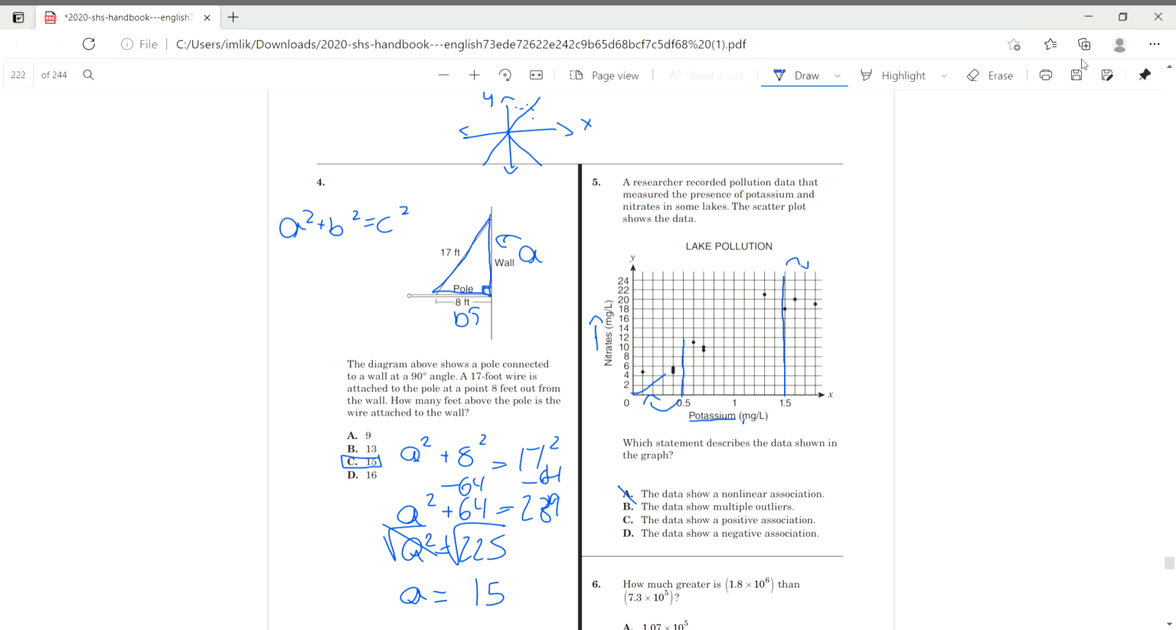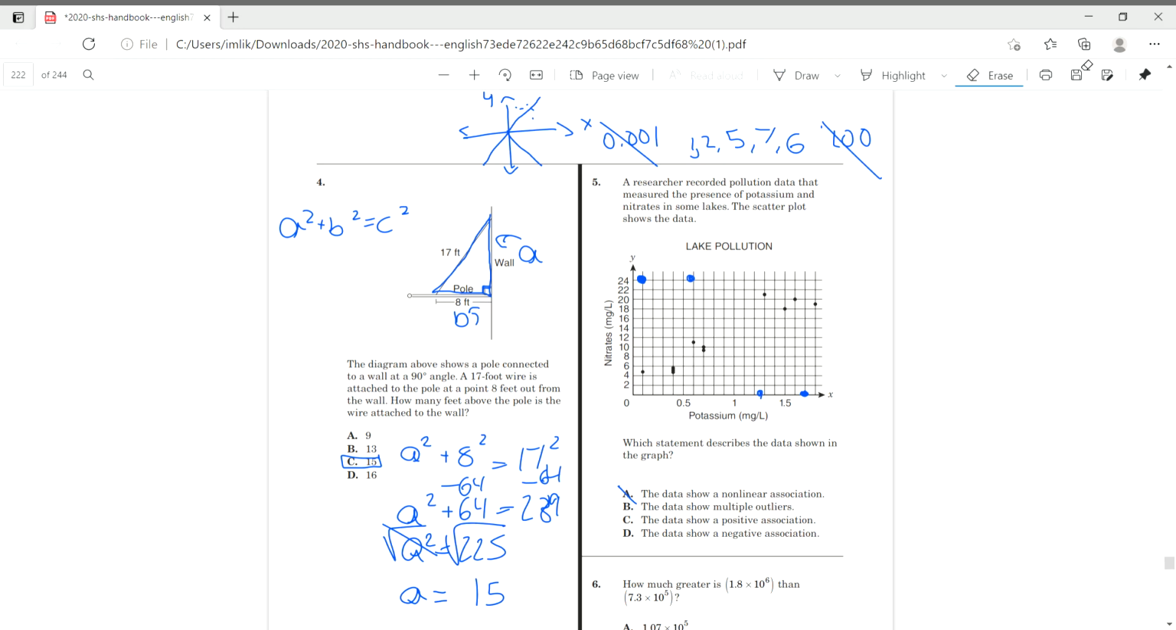Now B, the data shows multiple outliers. Well, does it? Because what is an outlier? An outlier is an extreme part of a data set. So if we had a set of 1, 2, 5, 7, 6, and we had 100 and 0.001, those would be outliers because they relate absolutely nothing to this set. So an outlier here would be 0 milligrams of nitrates in 1.5 milligrams of potassium, or 24 milligrams of nitrate in 0 grams of potassium and whatnot. So all of these points would be considered outliers, but they really aren't.